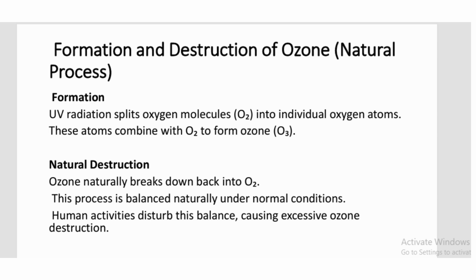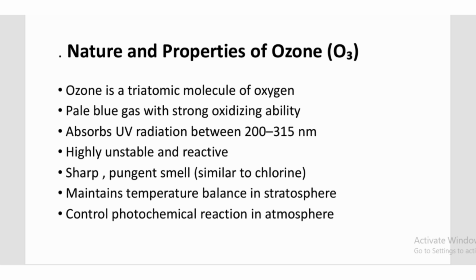The formation and destruction of ozone involve some natural processes. In formation, the UV radiation splits the oxygen molecule O2 into individual oxygen atoms. These atoms combine with O2 to form ozone. In natural destruction, ozone naturally breaks down back into oxygen. This process is balanced naturally under normal conditions. Human activities disturb this balance, causing excessive ozone destruction.